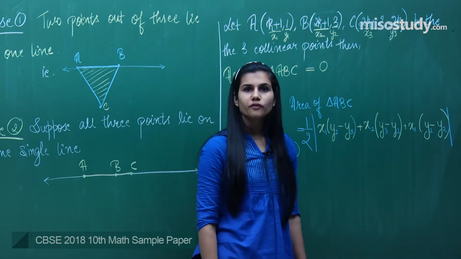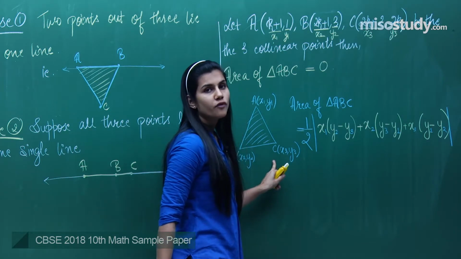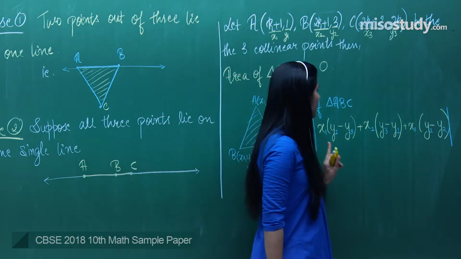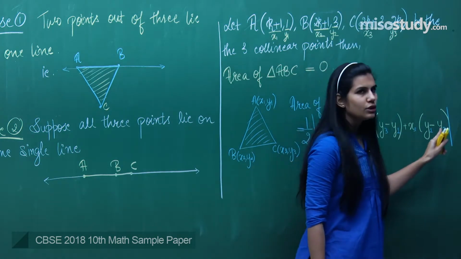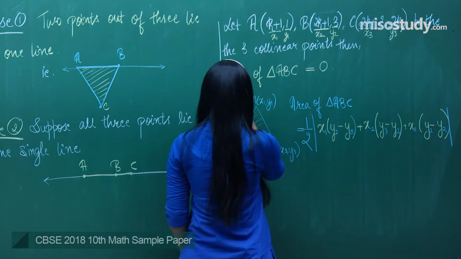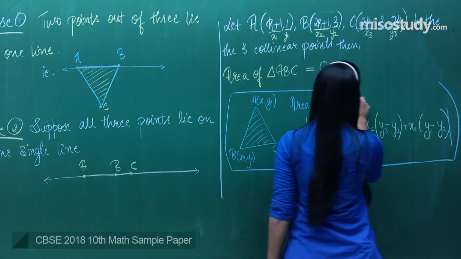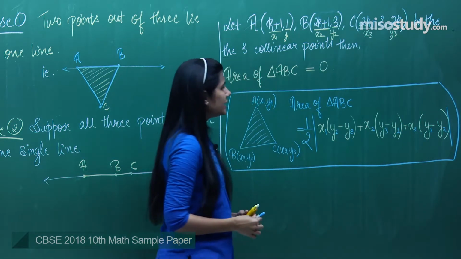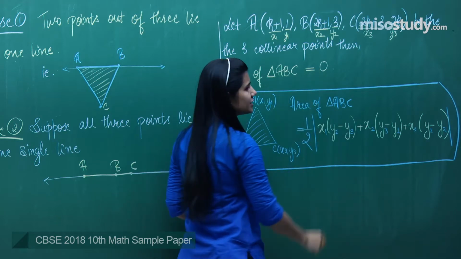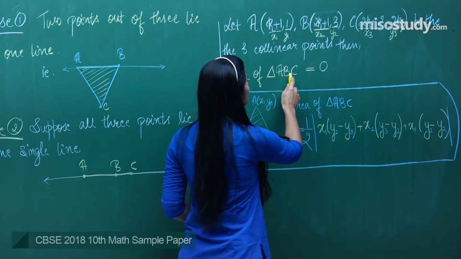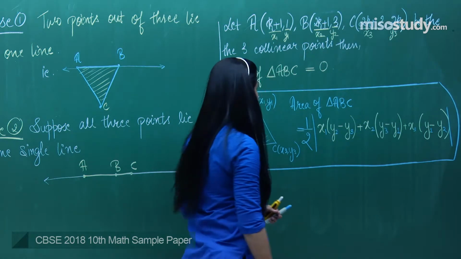And this is the formula of area of a triangle ABC when you know the coordinates of the 3 vertices of a triangle. It is half mod of x1 times (y2 minus y3) plus x2 times (y3 minus y1) plus x3 times (y1 minus y2). And so, once this concept of area of a triangle is clear to you, we just have to plug in that formula over here and equate it to 0 with the coordinates of the 3 points A, B, C being this, this and this. So let's do that.